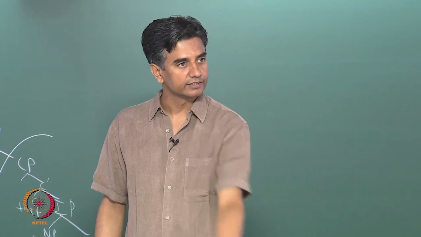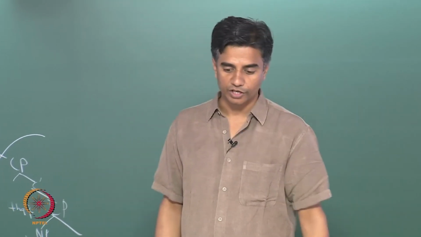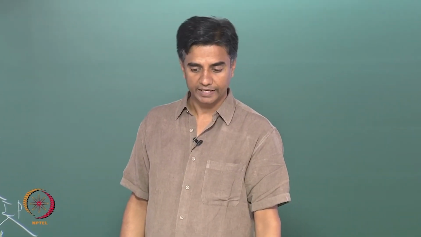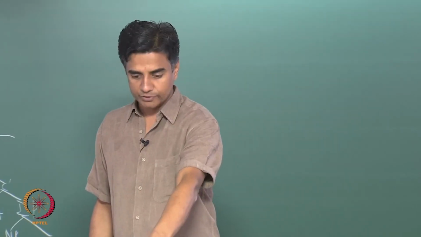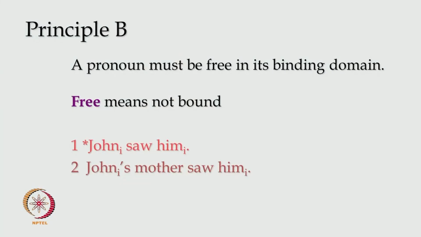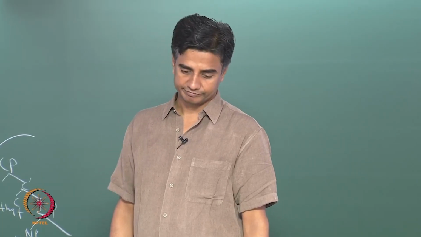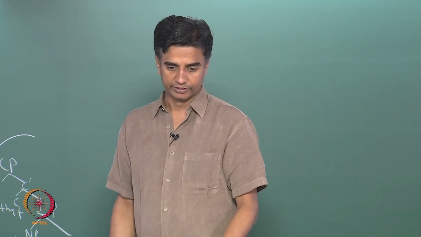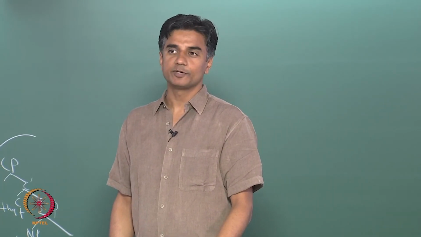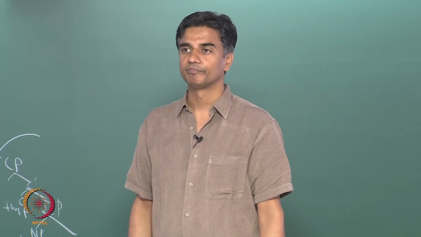Here is the sentence that we were talking about. John's mother saw him is fine. I'm sorry, the index is wrong. The index is wrongly given. I should have put John's mother in the square bracket and then given it the index, and then the sentence will be okay. Understand the difference between principle A and principle B?